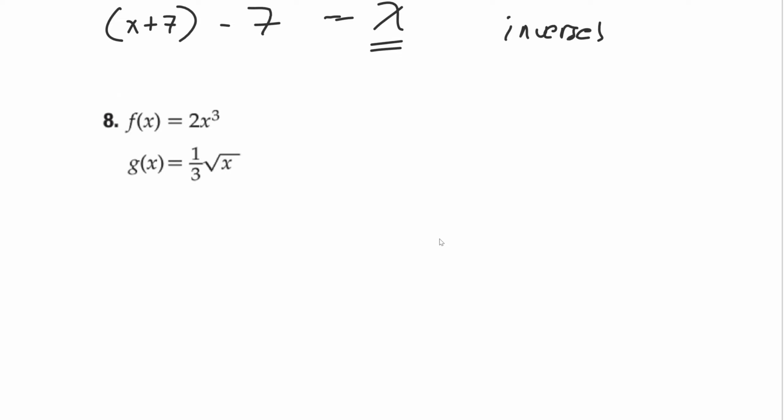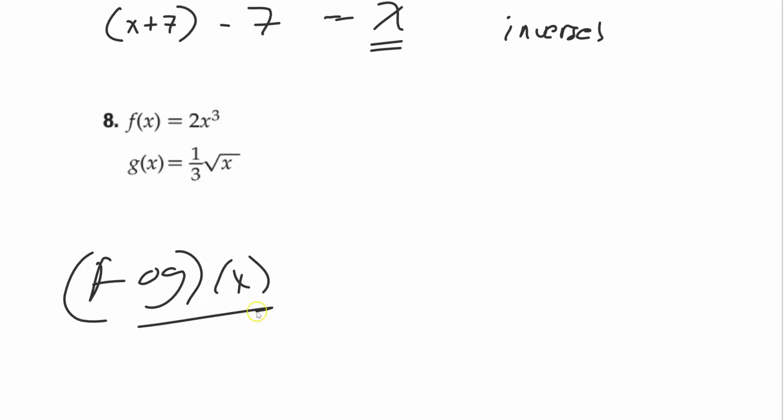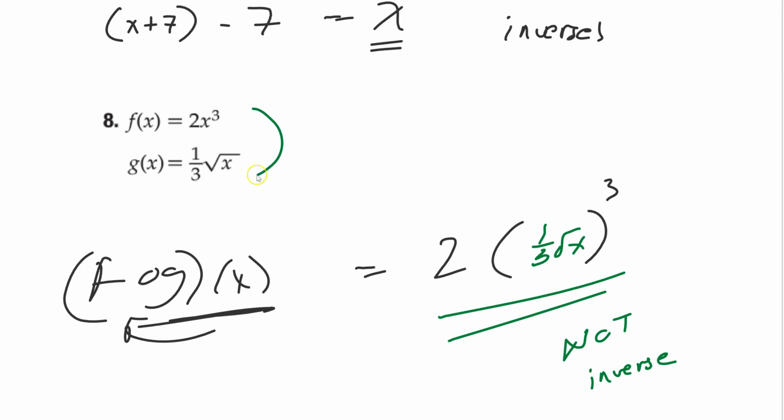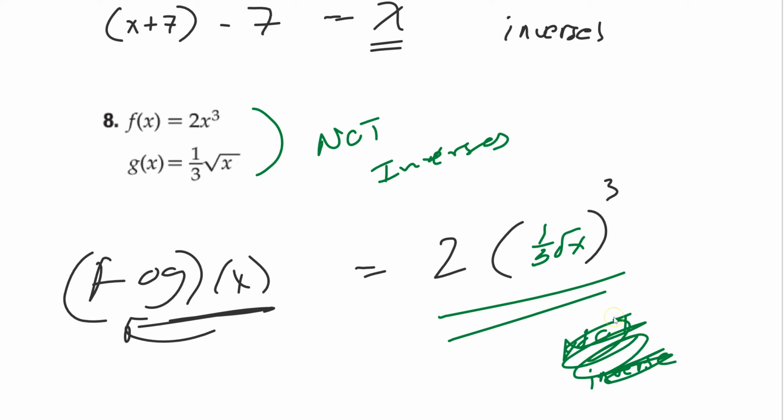Like the next one. Let's do f of g of x. I'm going to plug g into f. F is this. Plug g in. So I'm going to get 1/3 square root of x. Now that 3 does not cancel any of that out. The 2 does not count either. I can't do anything here. So this is not an inverse. It's a function, it's not an inverse function. Or I should say f and g are not inverses, which is more accurate. So f and g are not inverses of each other.